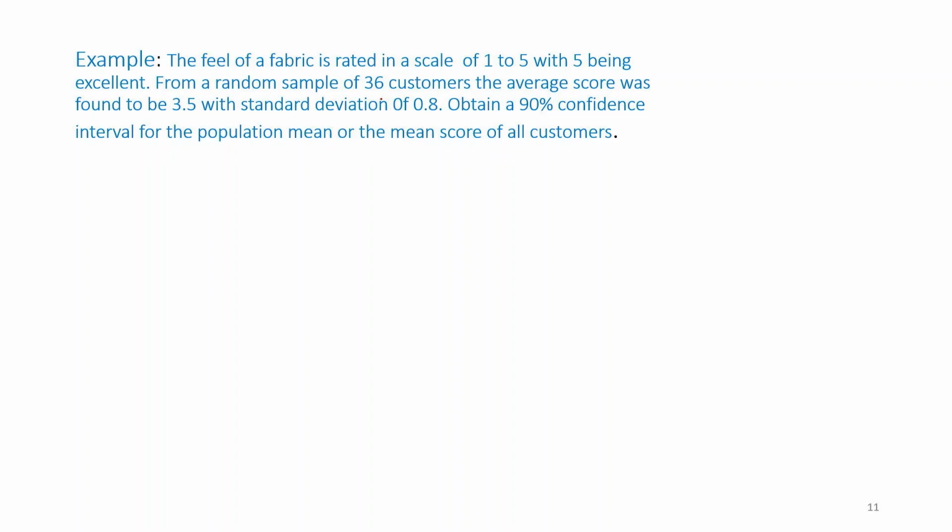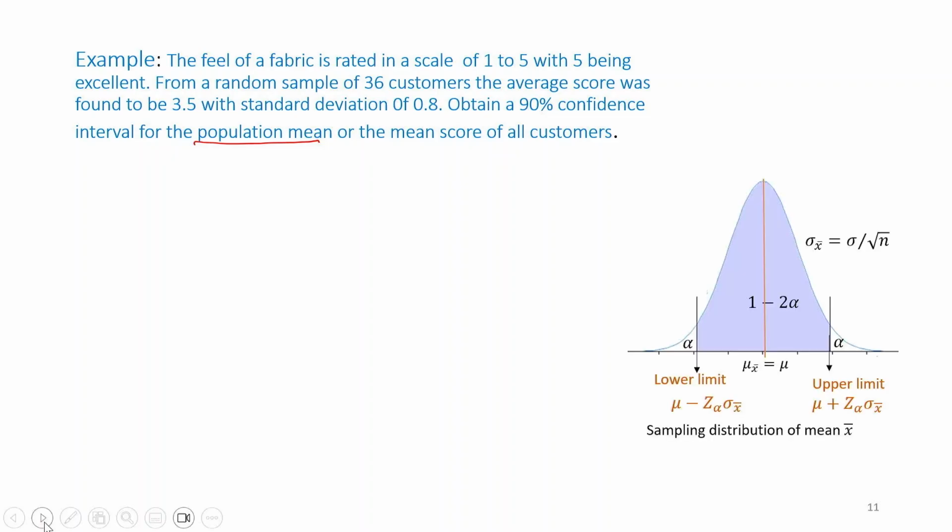So what is the 90% confidence level? At the confidence level of 90%, what are the limits within which the population mean is going to lie? This is what we try to find out. So what will be the approach? The problem solving is very easy. If you understand the concept, then it will be very, very easy.